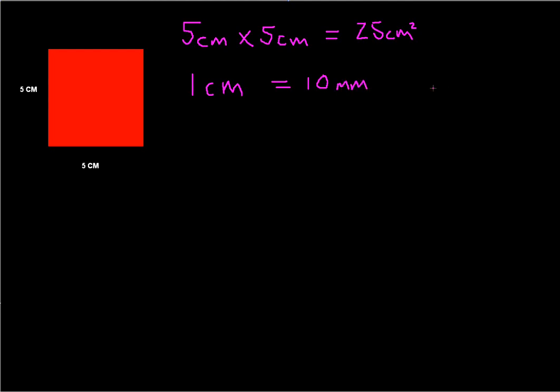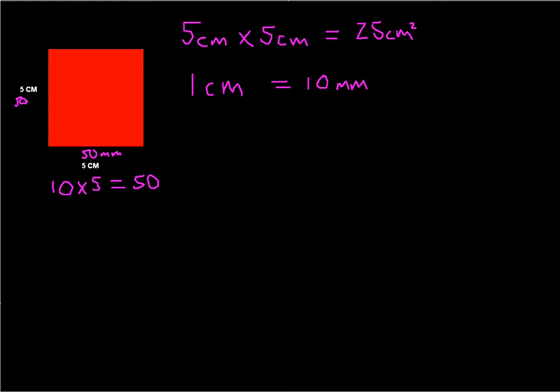Then I'm going to look at the square. I'm going to think, well that's 5 centimetres, but that's 5 centimetres, and I want this in millimetres. Well, I know there's 10 millimetres in 1 centimetre. So 10 millimetres, but this time I want 5 centimetres, so I times it by 5. 10 times 5 equals 50. So we know that 5 centimetres is 50 millimetres. In this case, both sides are the same, so we know this is also 50 millimetres.